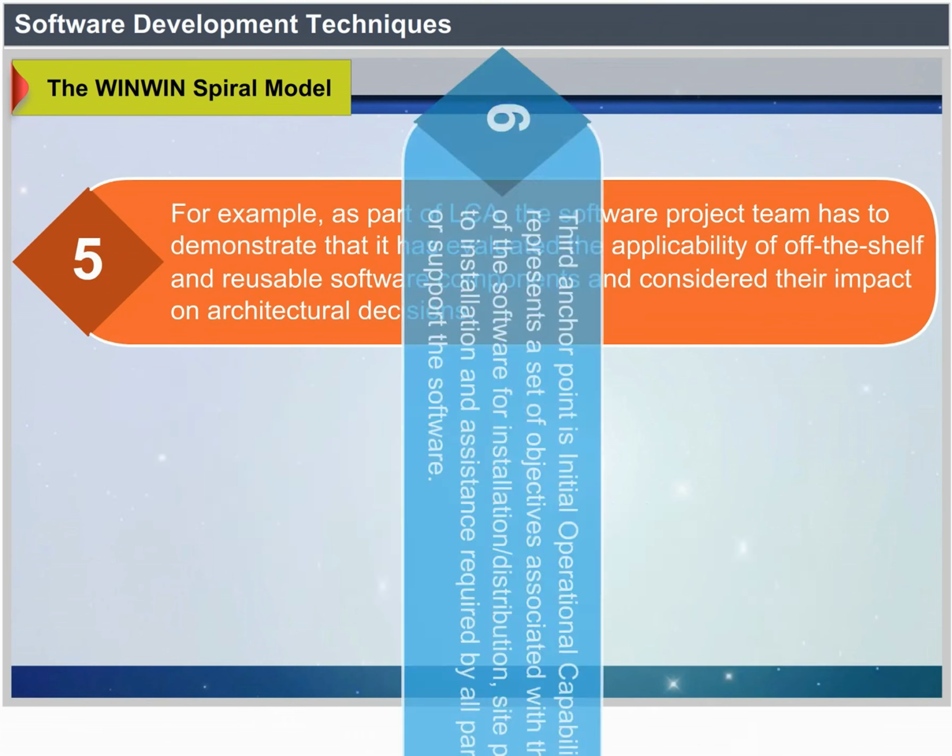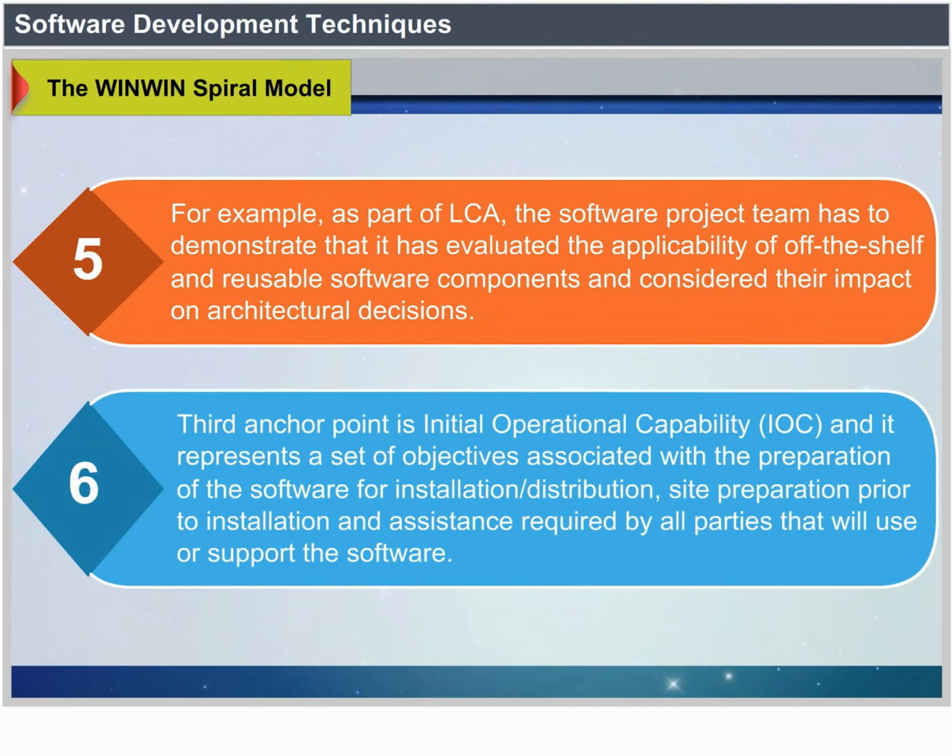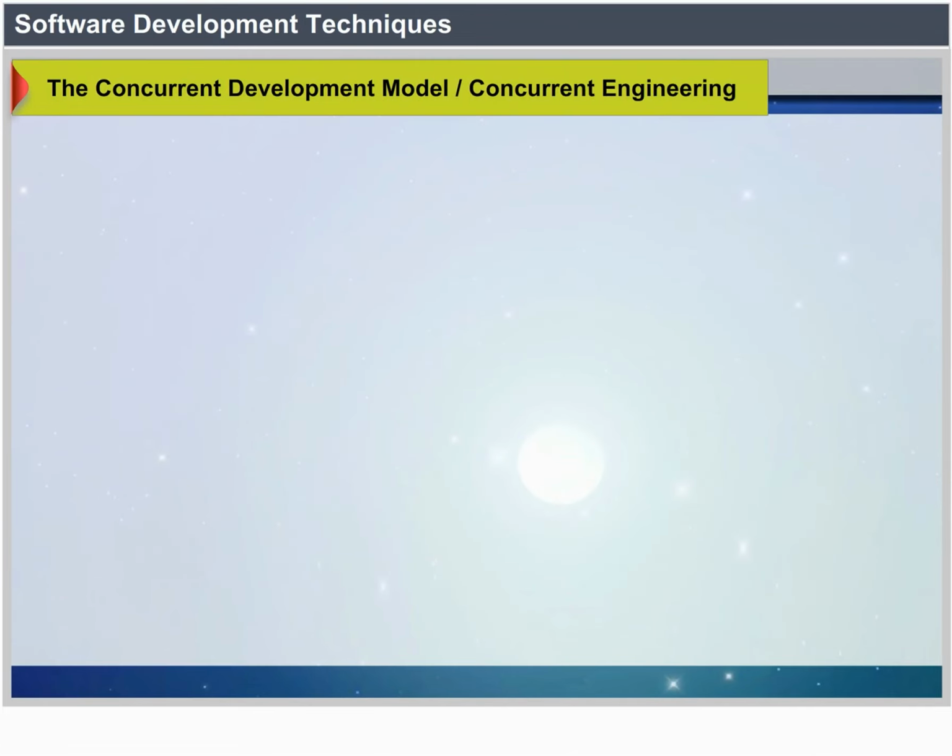Third anchor point is Initial Operational Capability (IOC), and it represents a set of objectives associated with the preparation of the software for installation or distribution, site preparation prior to installation, and assistance required by all parties that will use or support the software. The concurrent development model, concurrent engineering.